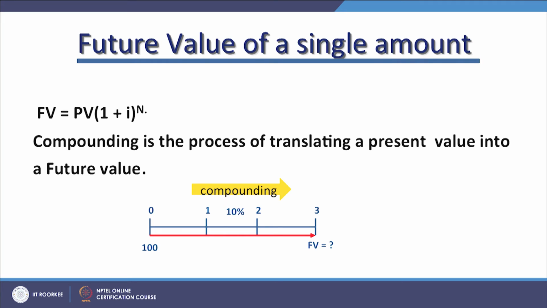The future value of a single amount is FV is equal to PV into (1 plus i) to the power n. Compounding is the process of translating a present value into a future value. So, I am moving from 0th year to 3rd year, I am moving in this direction, and this is called compounding. Now, let us take a small problem.